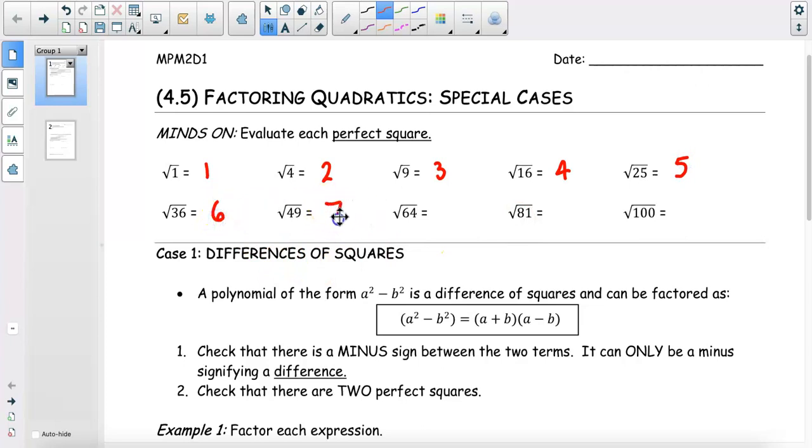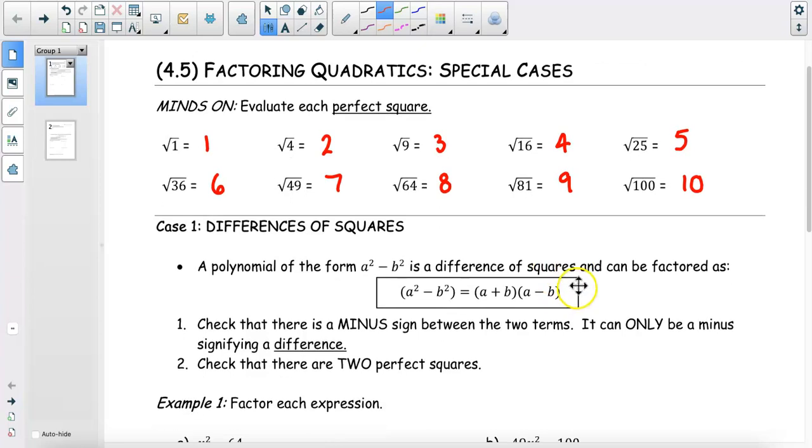Square root of 49 is 7. Square root of 64 is 8. Square root of 81 is 9. And lastly, the square root of 100 is 10. So the reason we're doing this is that in case you see these numbers in some questions in a little bit, we're going to learn some easier methods that we can do, or some shortcuts perhaps, to save ourselves a bit of time when we're factoring.